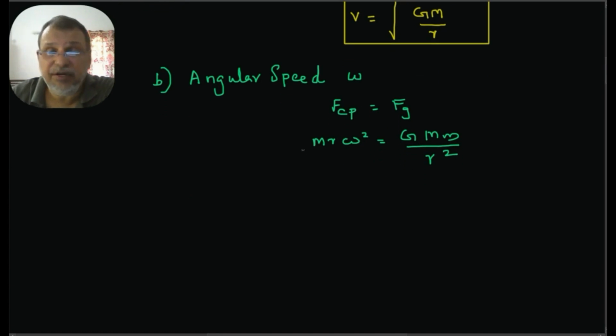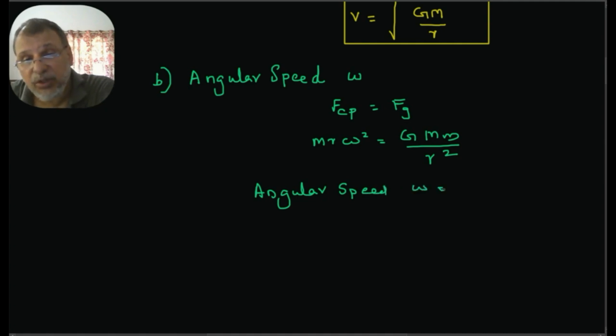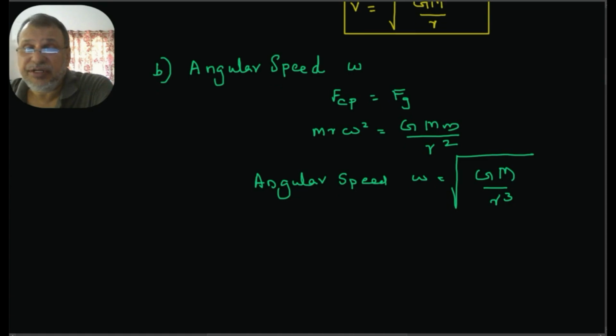Now let us simplify this equation. If you simplify, r goes down to the denominator, turning it to r cubed, and small m and small m get cancelled out. You will get the angular speed omega is equal to the square root of G M over r cubed. So that's the second equation we can get.